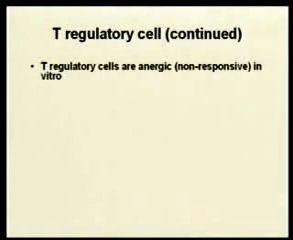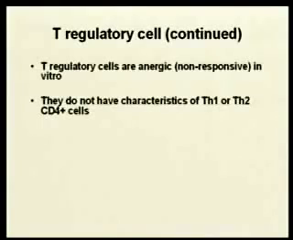T regulatory cells in the periphery are anergic, or in vitro are anergic. That basically means that they don't respond to activation stimuli. It's very hard to get these cells to proliferate. They don't have the unique characteristics of a Th1 or Th2. So if you look at cytokines produced, their patterns don't resemble Th1 or Th2. They're very unique from these two cell populations.